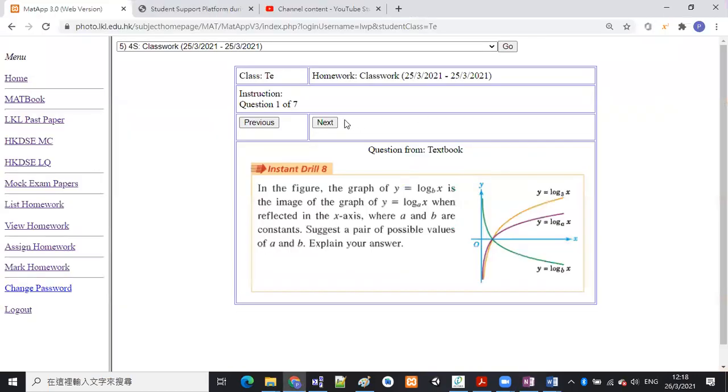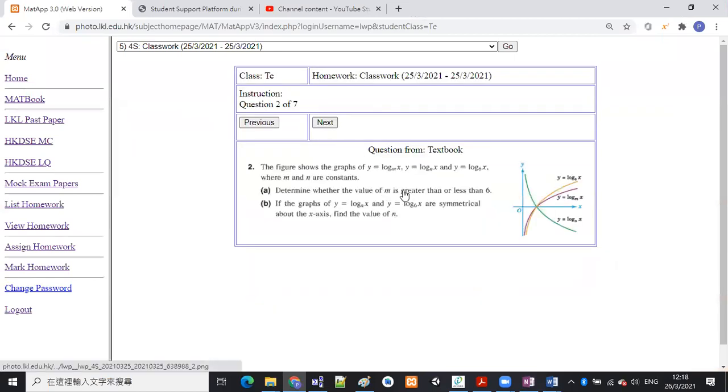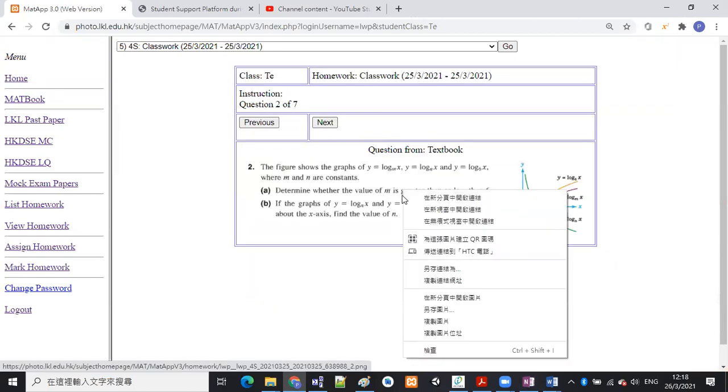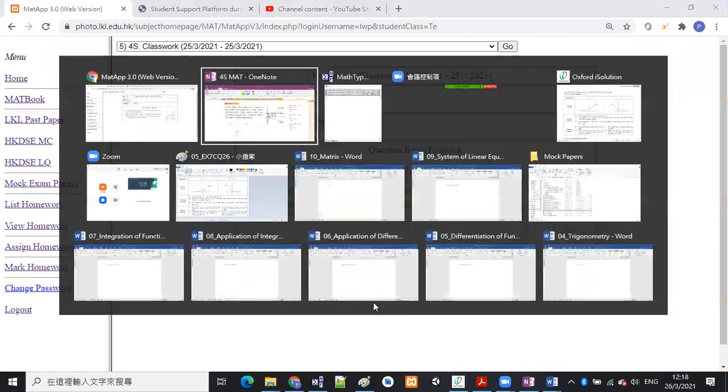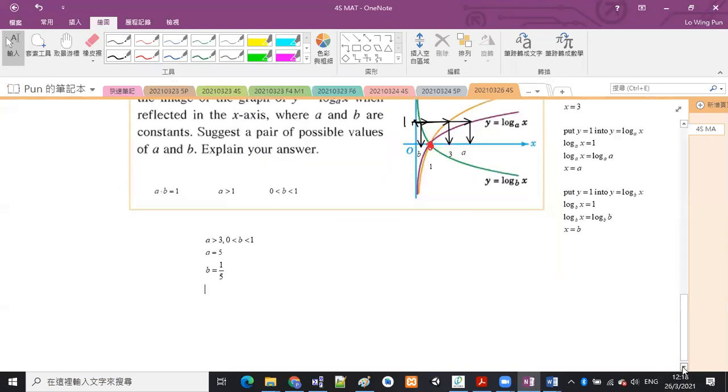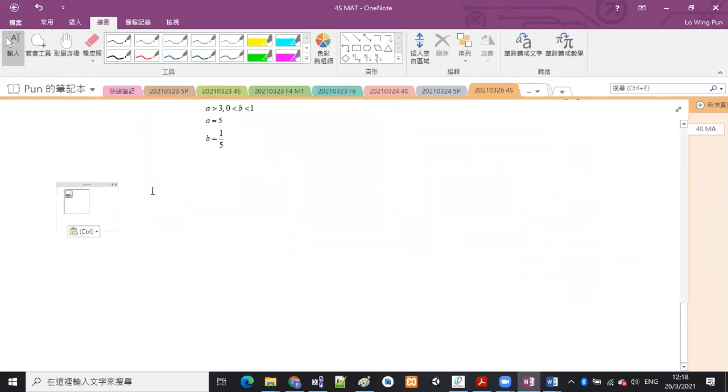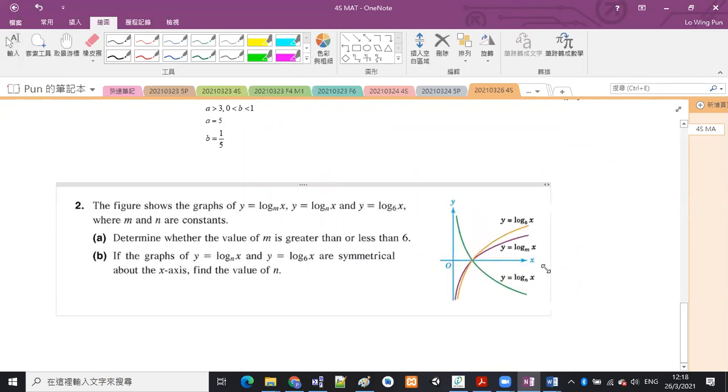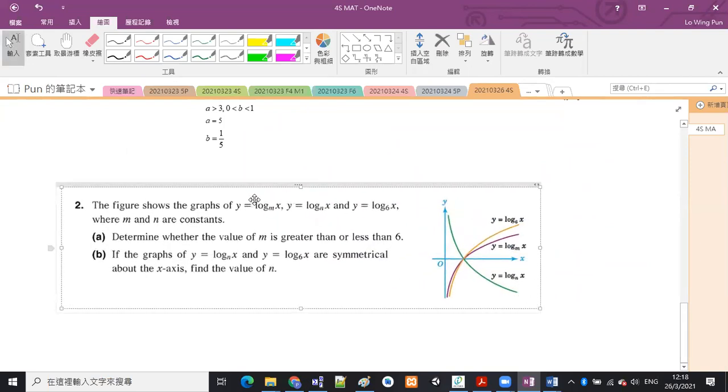我哋睇多幾題先啦。Next one. This is, I think it should be instant drill corner. 嗱，呢度咧淨係輯晒嗰啲 graph 嘅題目嘅啫，得唔得？好啦，睇落喎。So the figure shows the graph of y equals log x base m, log x base n, and log x base 6. m, n are constant. And part A, determine whether the value of m is greater than or less than 6.